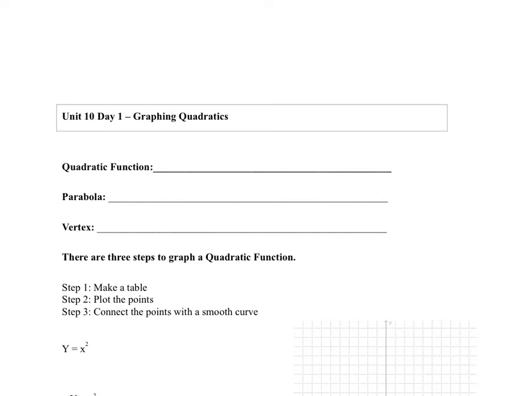So in your note packet, open to Unit 10, Day 1, and we're just going to define a few things. A quadratic function, guys, is a function with a degree of 2. So the highest exponent you can see on a variable is 2.